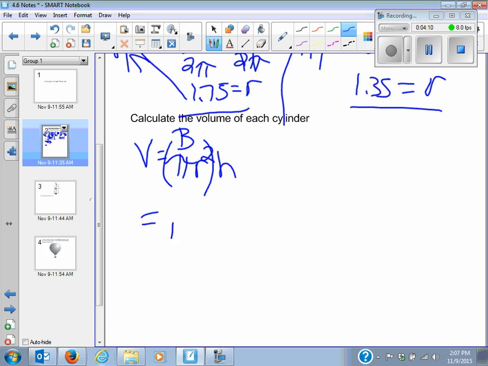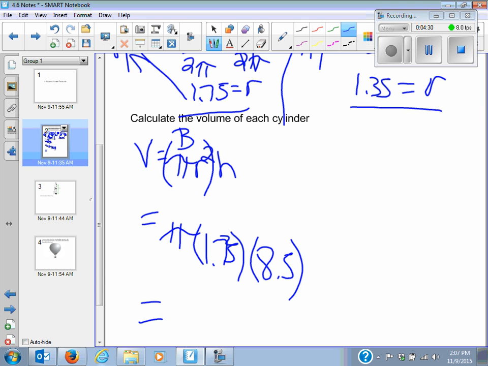So we got that equals pi times the radius, which for our first one was 1.75, and you're squaring that, and then times 8.5, because that was my height. Okay, so that's 1.75 squared. When you do this in your calculator, you're going to get 81.74. So you should have squared this first, multiply by 3.14, then multiply by 8.5. That should get you that answer right there.